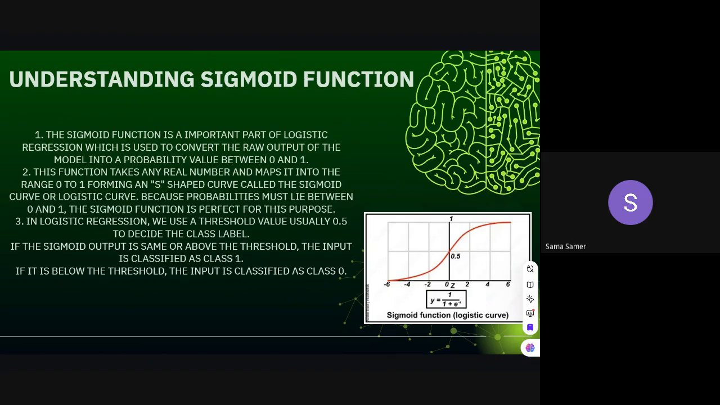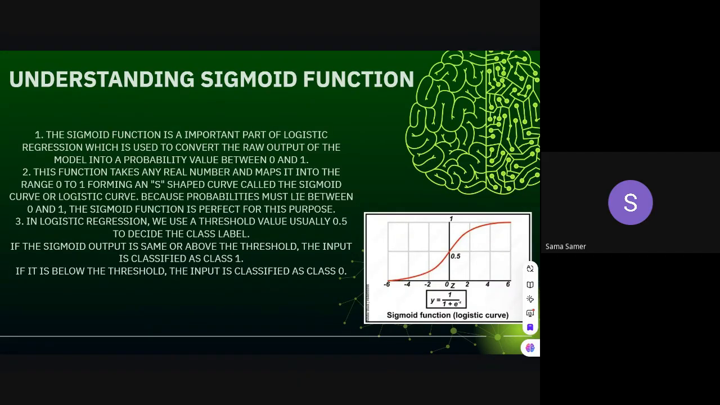When the output of the model comes, it is fed inside the sigmoid function to convert the output to fit inside the values of 0 and 1. It will be real numbers, mapped into an S-shaped curve. The S-shaped curve has a threshold. The threshold here is usually 0.5. What is below 0.5 will be 0. What is above 0.5 will be 1.